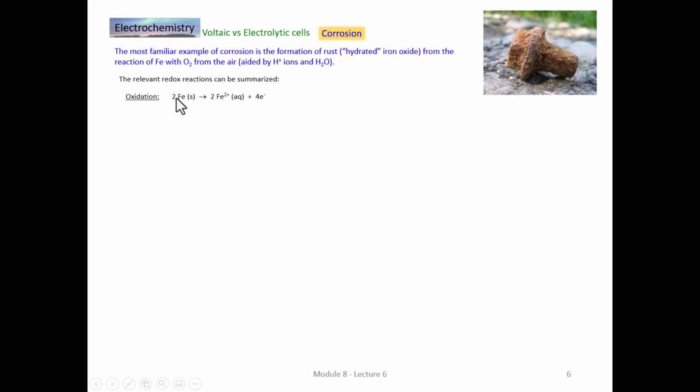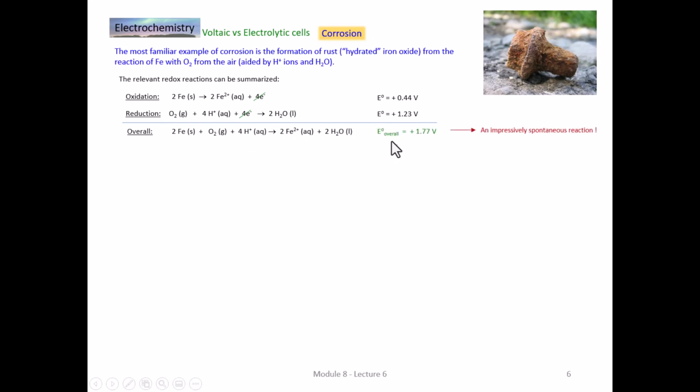Iron metal is oxidized to iron 2+. This is actually a favorable redox reaction, plus 0.44 volts. In our table, of course, it would be listed as minus 0.44 volts because this would be written as a reduction. I wrote it as an oxidation. And the reduction here would be the reduction of oxygen from the air and also involving hydrogen ions to form water. This is also favorable. So the overall reaction here would be iron and oxygen and hydrogen ions and water forming iron 2+ ions and water. The overall redox potential for this is plus 1.77 volts. This is an impressively spontaneous reaction, so it's no wonder that iron rusts so easily when left out exposed to the air.